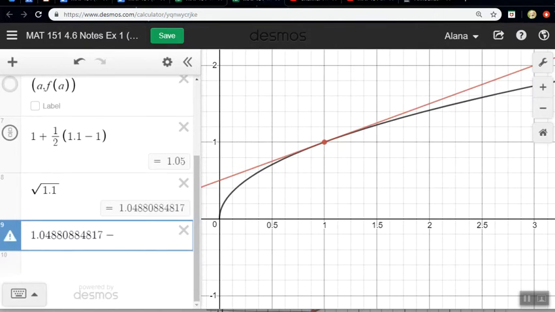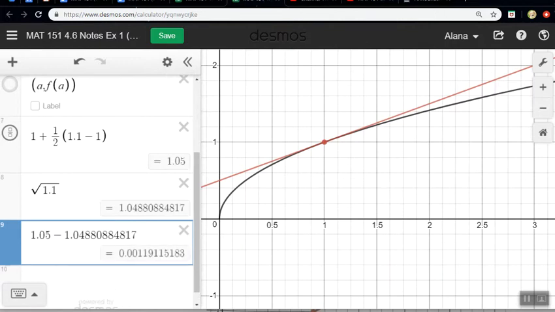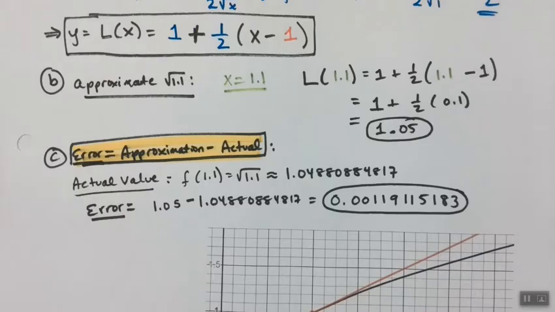It's because it's arbitrary. It just depends on the book. So some books go one way, some books go another way. So just pay attention when you're doing it and see which way your instructor or the textbook wants you to go. So I'm going to do 1.05 minus the actual, so it's positive 0.00119. See, it didn't change the number, it just changed what the sign was. And I just wrote all that up.